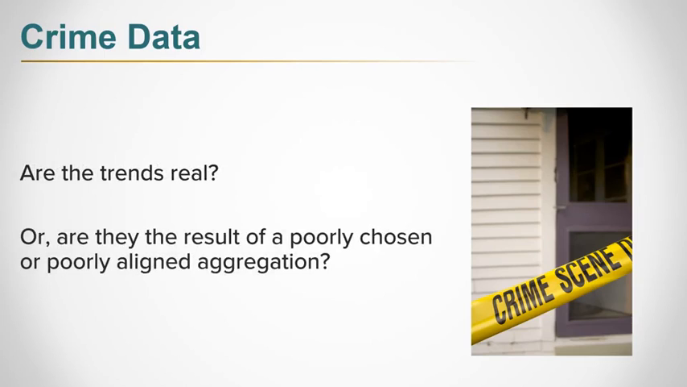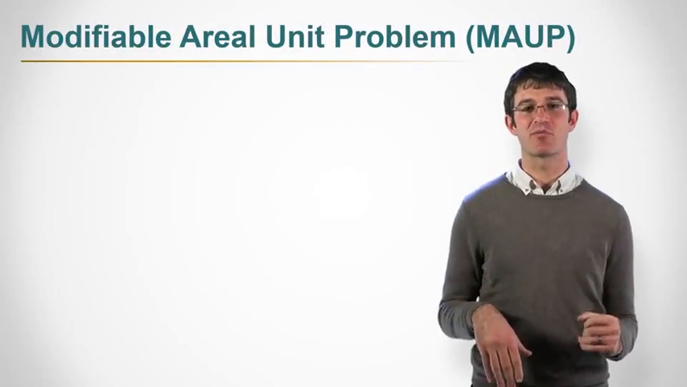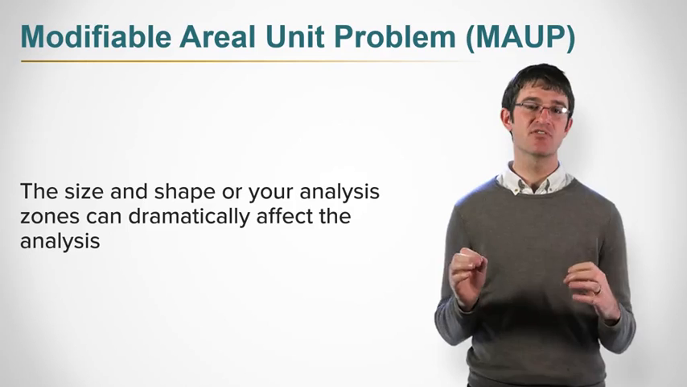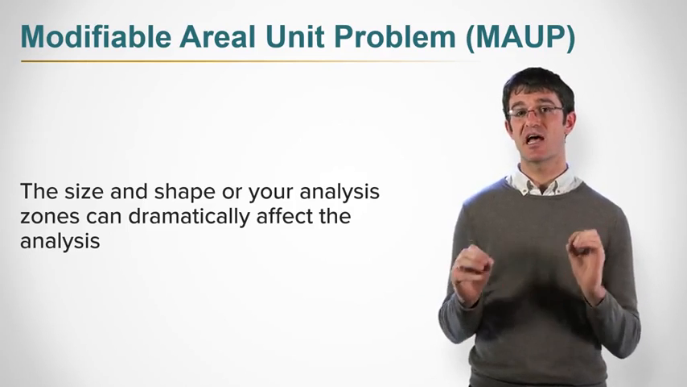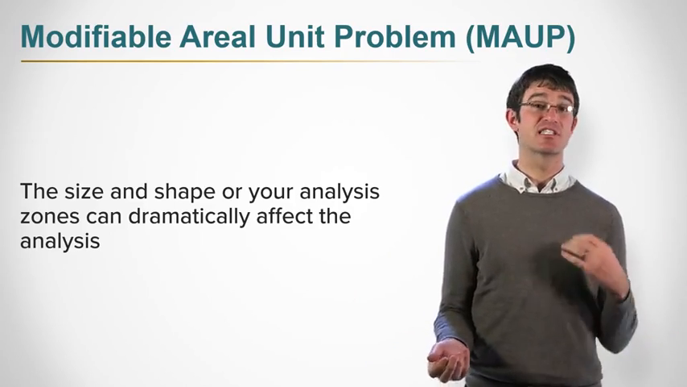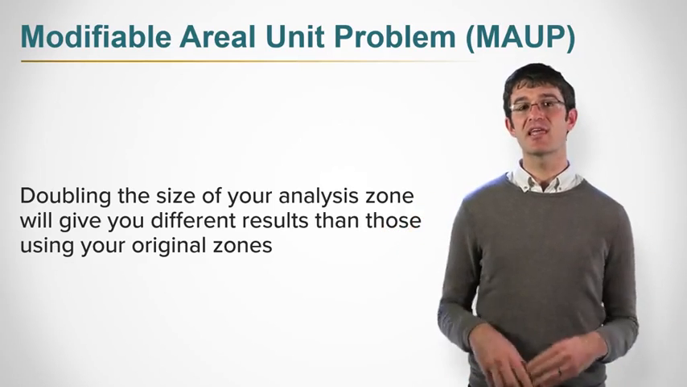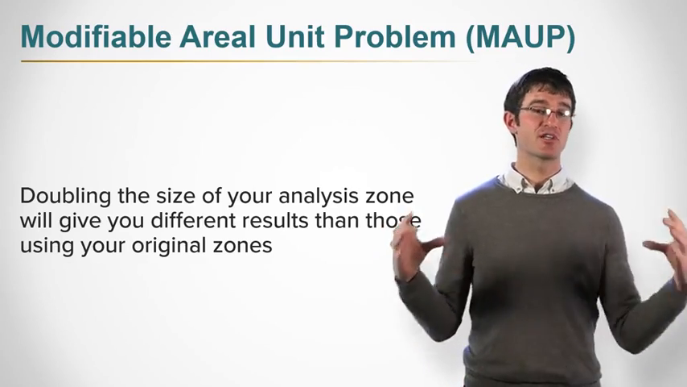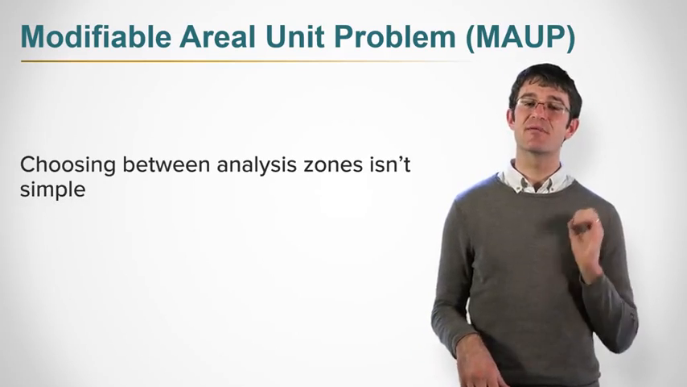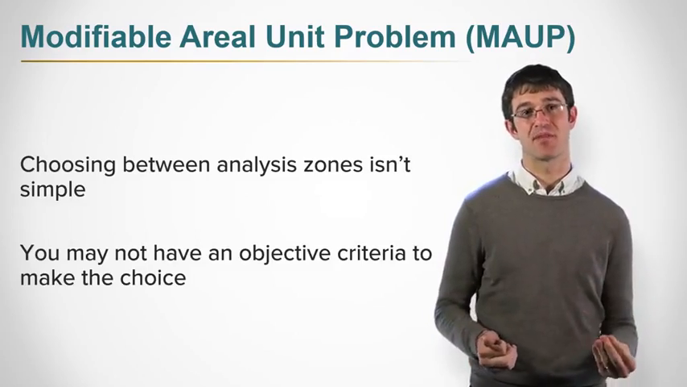A more general case of this is the modifiable areal unit problem, or the MAUP, which basically says that when we're creating analysis zones or polygons, the number, size, and shape of these zones can dramatically affect the analysis. If you were to double the size of your analysis zones for a public health analysis, for example, you might get very different results than with your original smaller zones. Choosing between them isn't simple, and there may not be an objective set of criteria to make the decision of what size and shape your zone should be.